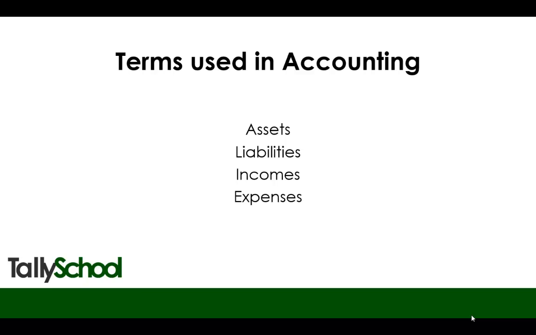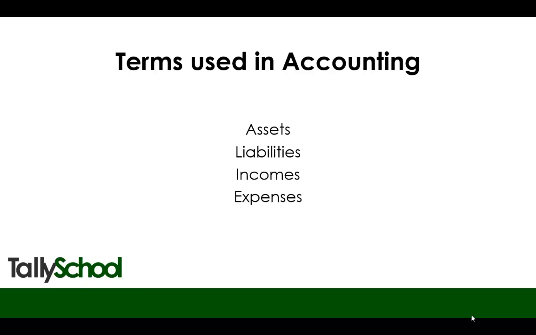So I hope you understood these four terms: assets, liabilities, incomes, and expenses. So whenever you see them from now on, you will not get confused. And if you still have any questions, you can directly comment and I'll be happy to answer. So moving forward, yes, some more terms are left.